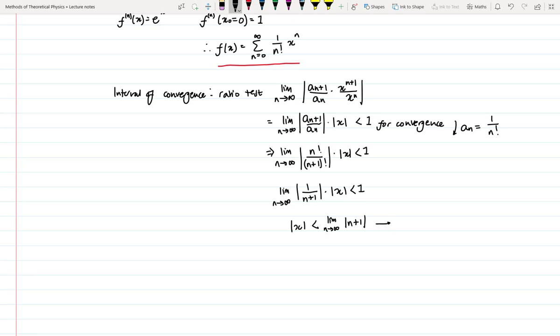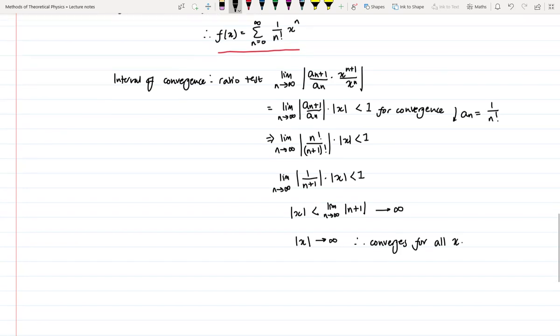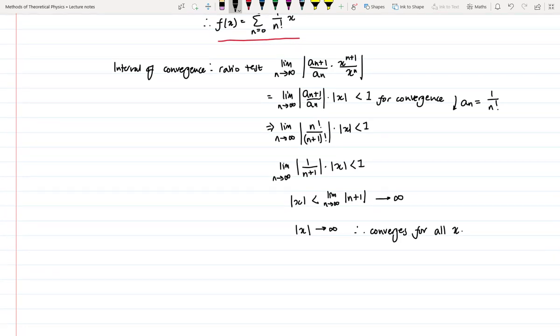And this obviously tends to infinity as n tends to infinity. Hence we have that the range of values x for which the series converges approaches infinity, therefore it converges for all x. So the exponential function's Taylor series expansion has an infinite interval of convergence.